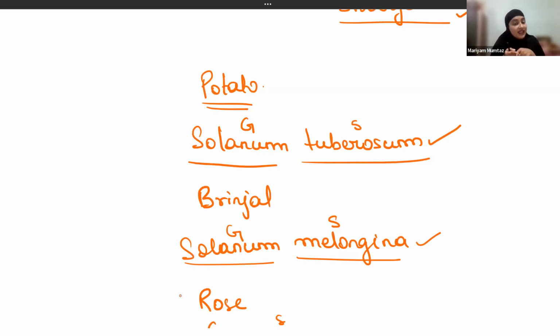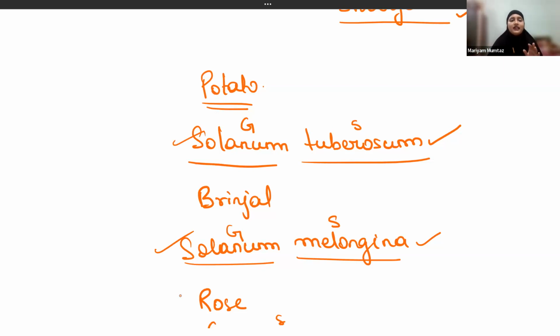So when I'm crossing them two, I'm doing interspecific crossing. Why? Because the species are different. I'm doing a cross in between two different species, but the genus is same. So now you've understood? Yes, ma'am. But how do we cross this potato and brinjal?